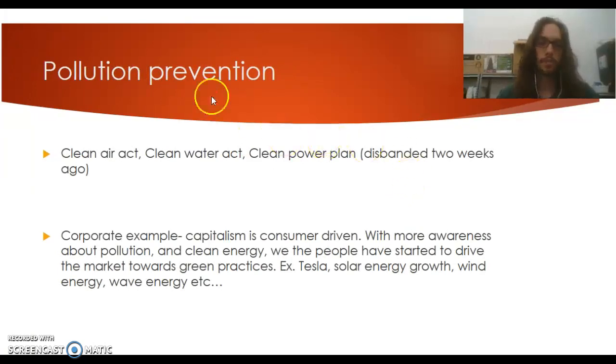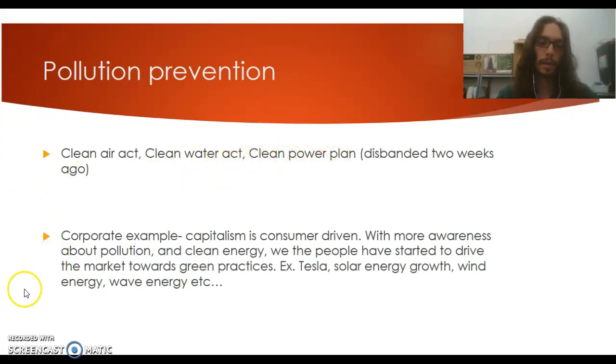So let's get into pollution prevention a little bit. We have the Clean Air Act, the Clean Water Act, and we previously had the Clean Power Plan. That was disbanded about 2 weeks ago because we're going back to coal interests, and the Clean Power Plan doesn't really align with the new administration's coal plans. So they got rid of this, but it was a really good thing trying to curb emissions.